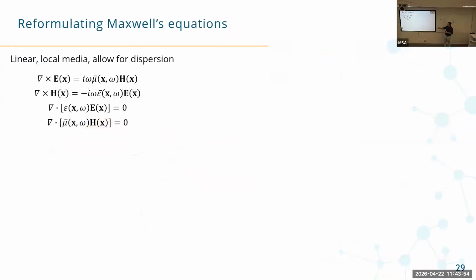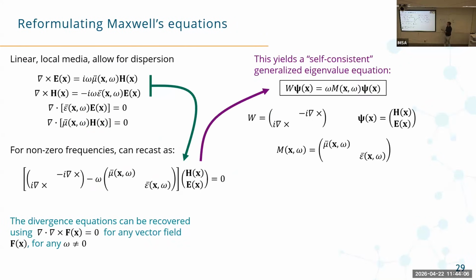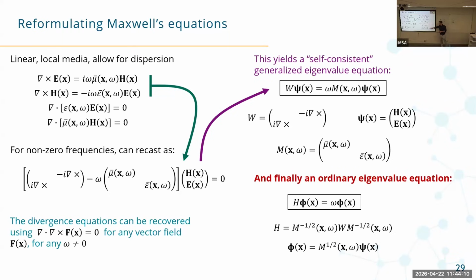We can take Maxwell's equations and turn them pretty quickly into a Hamiltonian, an ordinary eigenvalue equation. At finite frequency, we only need two of Maxwell's equations. We can easily convert them into a generalized eigenvalue problem, and then you get an ordinary eigenvalue equation using standard manipulations for dielectric materials. This is very standard.